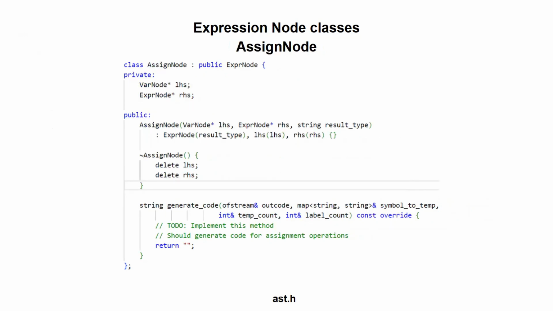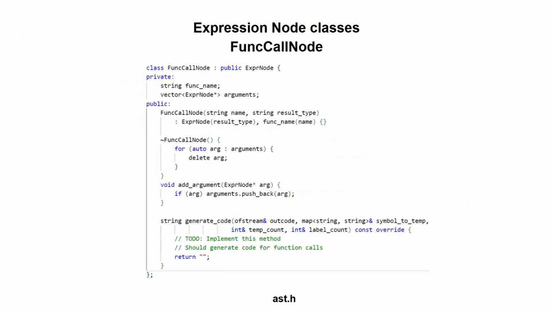After that, there is the assignNode class, which represents assignment operations. It will handle both simple assignments and array assignments, along with maintaining a mapping of variables to their latest temporary register. Lastly, you will need to design the funcCallNode class, which represents function calls. This will generate parameter passing and call instructions.